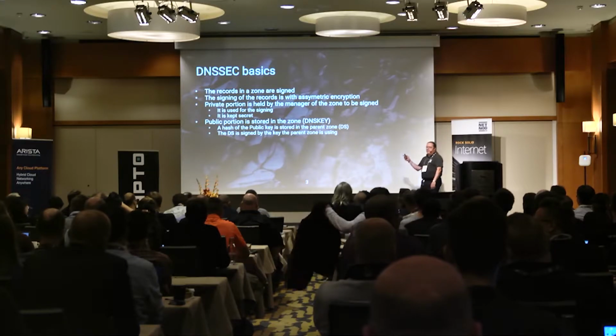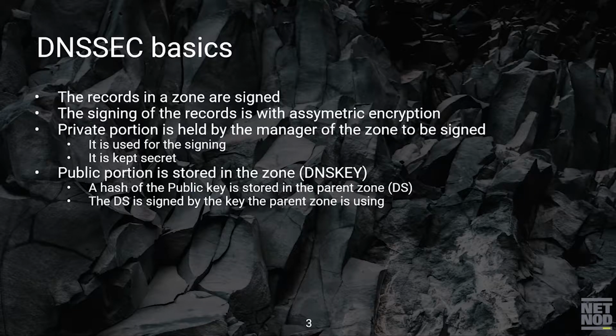Anyways, so the whole idea is, of course, like with any kind of information that we use digital signatures, normally we have asymmetric encryption. We have a private key that is kept secret, that is used for signing the information, and then we have a public key that is published in the DNS. So we use the DNS itself to distribute the public key, which is kind of clever, or complicated, or stupid, depending on how you look at it. But anyways, that's what we're doing.